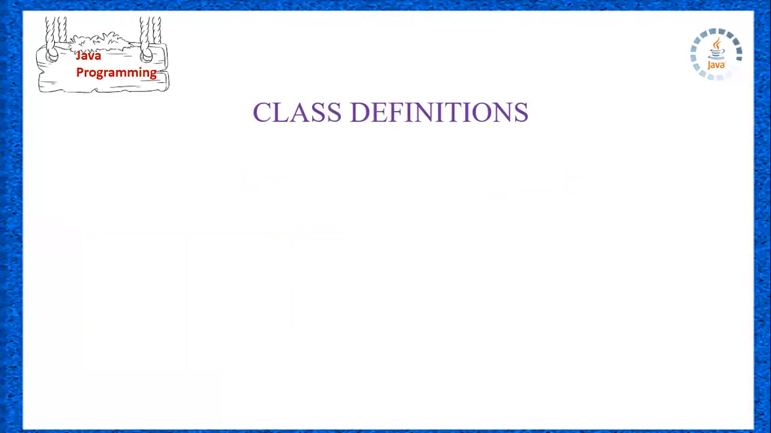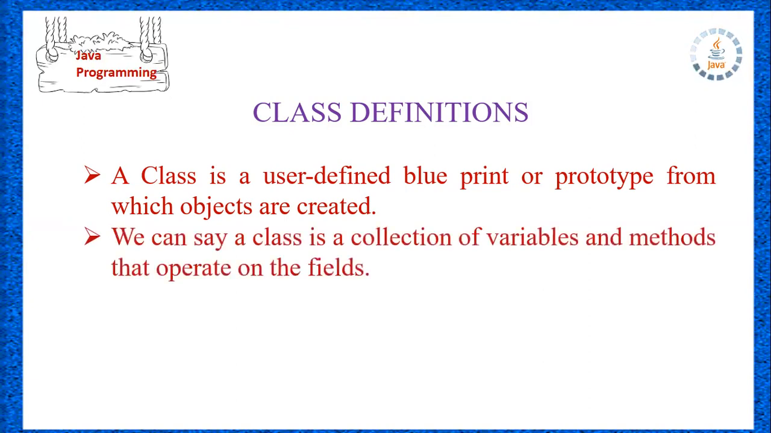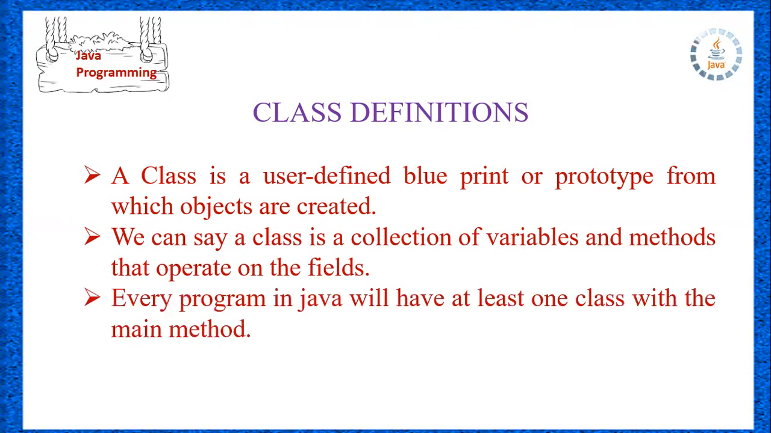Next, the class definitions. A Java program may contain several class definitions. Classes are an essential part of any program. So the class is a primary part. These classes are used to map the objects of real-world problems. A class is a user-defined blueprint or prototype from which objects are created. So we can say a class is a collection of variables and methods that operate on the fields. Every program in Java will have at least one class with the main method.